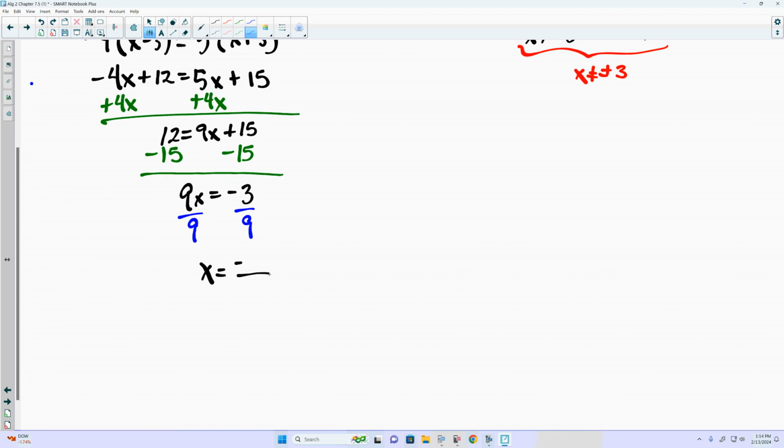Now, negative 3 over 9 does not reduce to an integer, but it does reduce to negative 1/3 because 3 and 9 have a common factor of 3. Now, negative 1/3 is not one of our restrictions, so it is our solution.